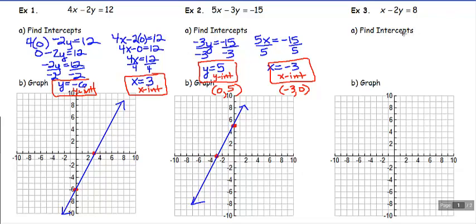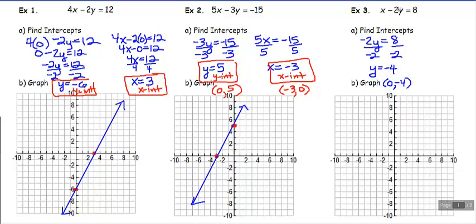All right, so we got one more example. We're going to do the same thing. We're going to cover up this x here, so that means we're left with -2y. Don't forget the negative is still with that 2 there. That equals 8. We will divide both sides by -2, and we get -4. So the y-intercept would be (0, -4).